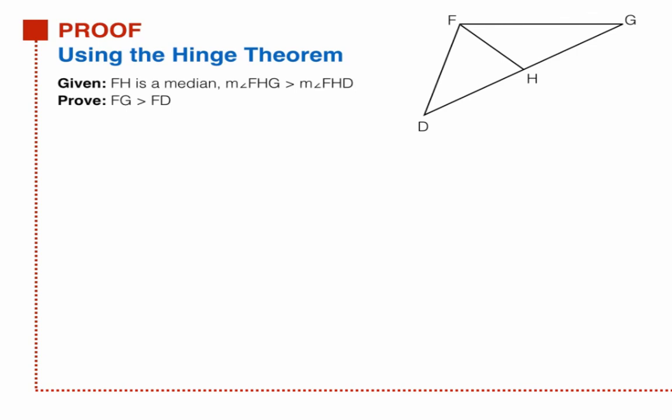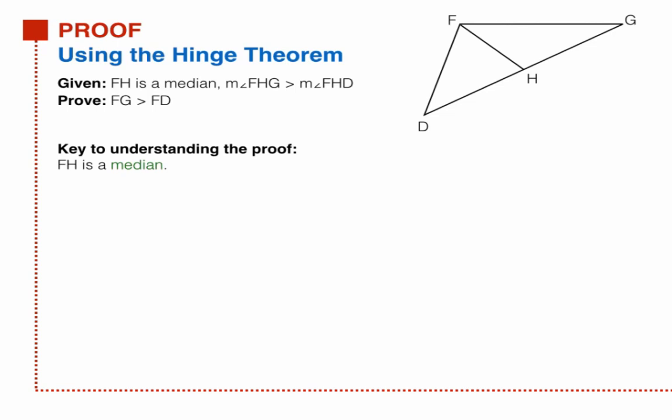Given that FH is a median and the measure of angle FHG is larger than the measure of angle FHD, prove that FG is larger than FD. We're going to leave this proof to you, except the key to understanding this proof is knowing what a median is.